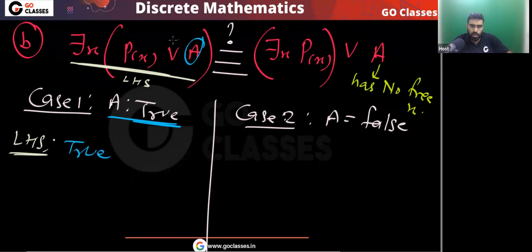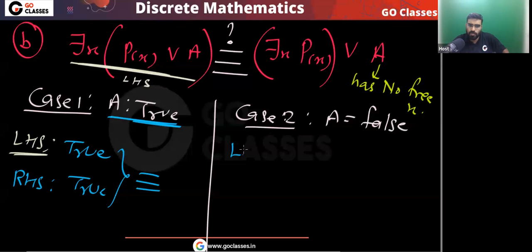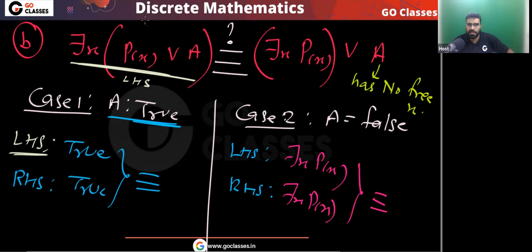Because this A is true, true or p(x) will always be true for every element in the domain. So this LHS is true. What about RHS? This is true. True or anything is true. So in this case, they are equivalent. What about case 2? In case 2, A is false, so LHS is there exists x p(x). And RHS also will be there exists x p(x). Again, they are equivalent. So can I simply say that this is valid?